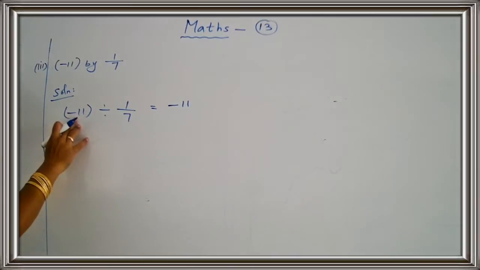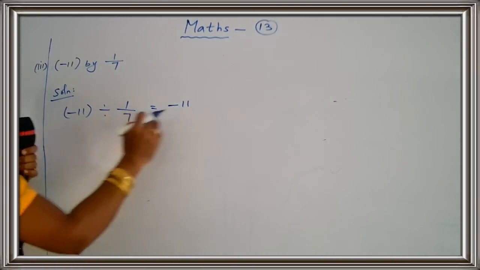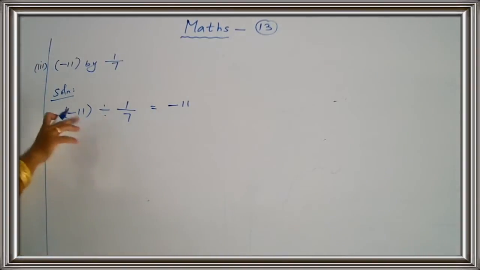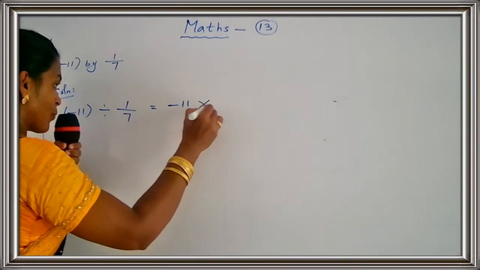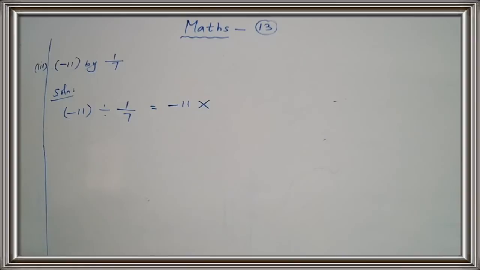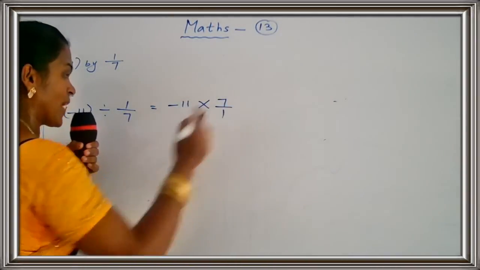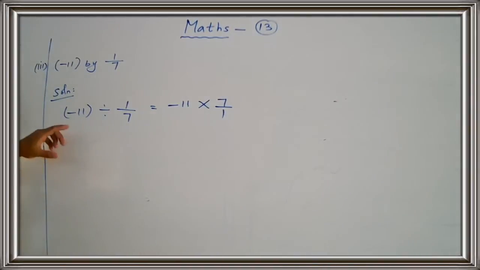Minus 11 divided by 1 upon 7 is equal to minus 11. Minus 11 can be written as minus 11 upon 1. Okay, same meaning. So, minus 11. Now, the division symbol changes into multiplication. Okay. So, that time you put the reciprocal of the divisor. So, what is the reciprocal of 1 upon 7? 7 upon 1. Okay, children, are you clear?